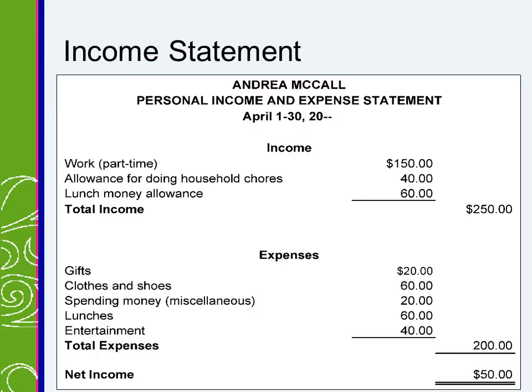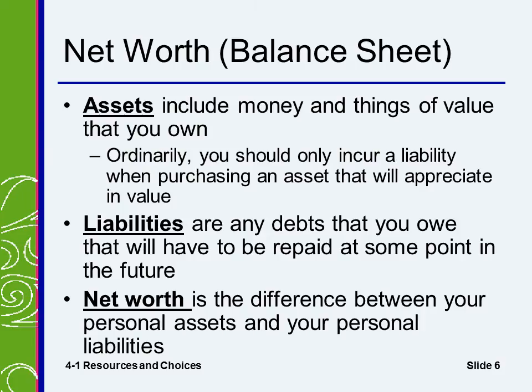Here is an example income statement where it shows all of their income, their work, their allowances, and then their expenses, what they spent money on. They subtract the expenses from the income, and that's the money left over. That's the net income.